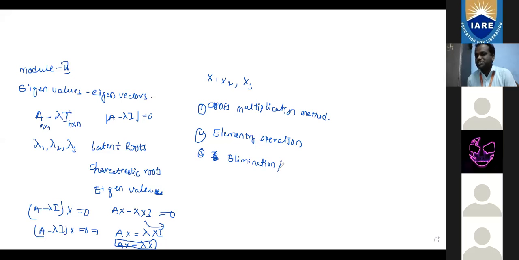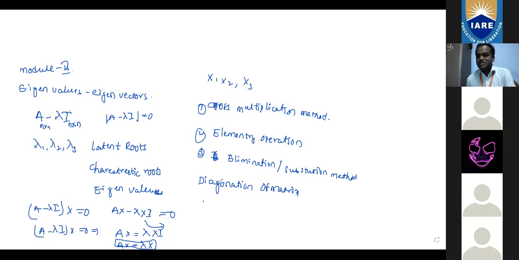Solutions of equations. Substitution method. We use this method in finding the eigenvectors. So this is one part of the eigenvalues and eigenvectors in the second module. And next you learn the diagonalization of matrices. Diagonalization of matrix. Okay, already you have done this one.